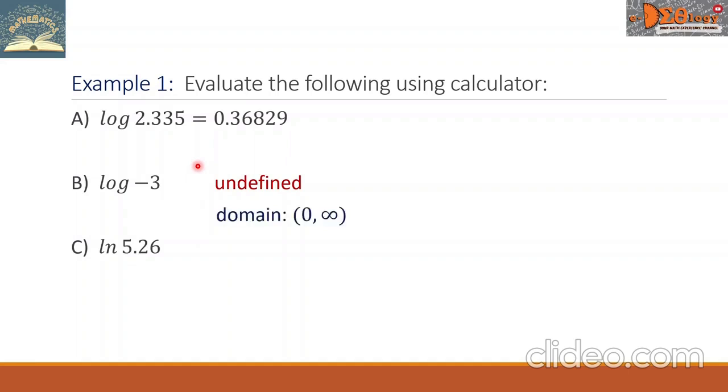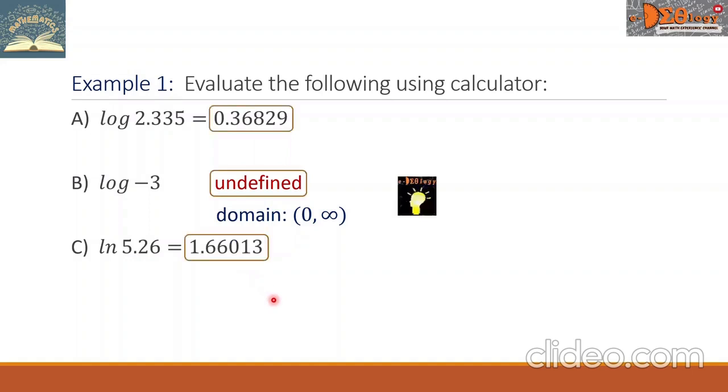Because we should remember that the domain of the log is from 0 up to positive infinity. Next value is ln, or natural log of 5.26. Using the calculator, the value is 1.66013. These are the answers.